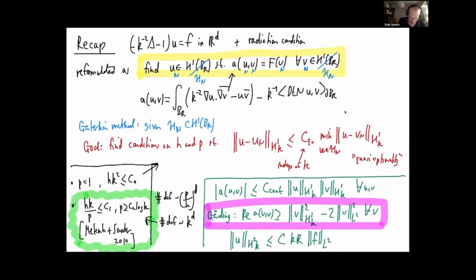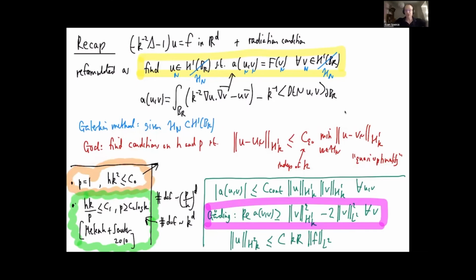So I've now given you this argument that says, okay, when P is 1, HK squared sufficiently small is a sufficient condition for this K-independent quasi-optimality. But in fact, the numerical experiments I showed you in the graph yesterday show that they are somehow necessary, right? That this is the sharp threshold.